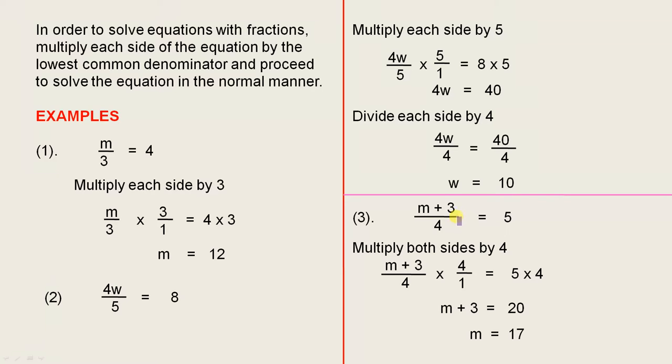Number 3. m plus 3 over 4 equals 5. Multiply both sides by 4. So we've multiplied that times 4. The 4's cancel. That gives us m plus 3. On the right hand side we have 5 times 4. So m plus 3 equals 20. Subtract 3 from both sides. That gives us m equals 17.